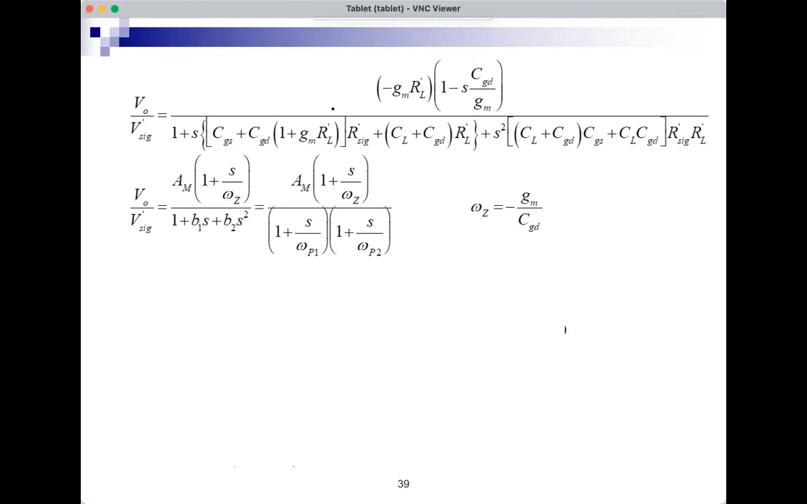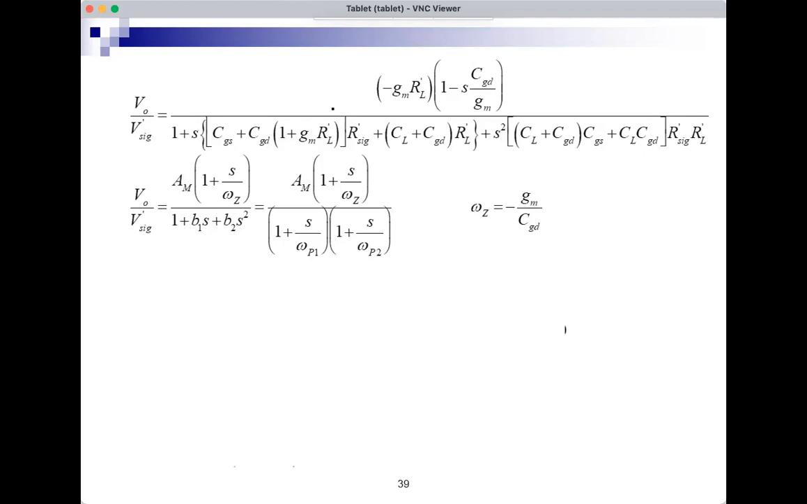In the numerator, I have a degree 1 polynomial. I only have s to the power 1. So this is of the form 1 plus s over omega z. There's 1 zero, and I can tell directly, immediately, what is the value of the zero. It's minus gm over Cgd.